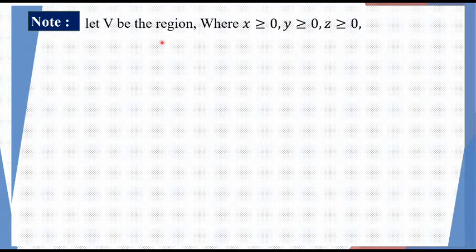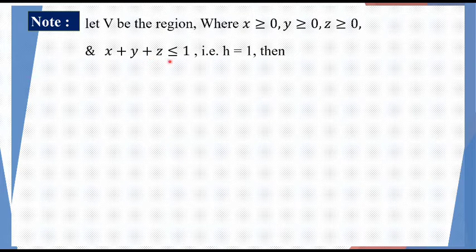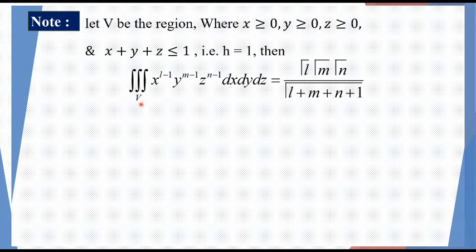Note: let V be the region where x is greater than or equal to 0, y is greater than or equal to 0, z is greater than or equal to 0, and x plus y plus z is less than or equal to 1, that is h is equal to 1. Then the triple integral over V of x raised to power l minus 1, y raised to power m minus 1, z raised to power n minus 1 dx dy dz is equal to gamma l gamma m gamma n upon gamma l plus m plus n plus 1. It means when we put h equal to 1, then h raised to power l plus m plus n becomes 1, so only this particular formula remains.